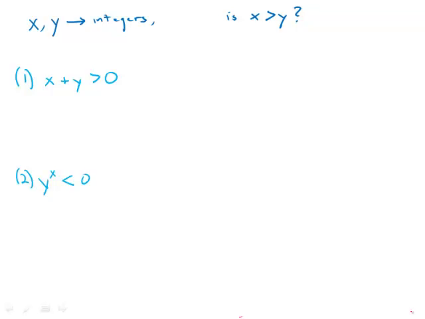If x and y are integers, is x greater than y? Well, statement number 1, x plus y is greater than 0, doesn't give us much to go on. Doesn't give us much of a way to distinguish between x and y.